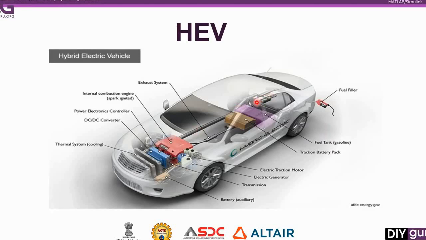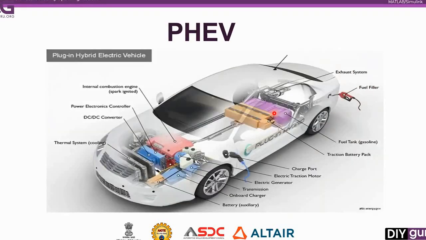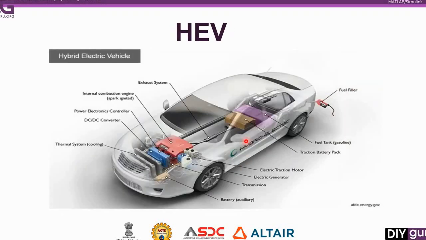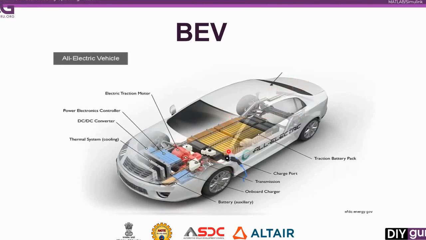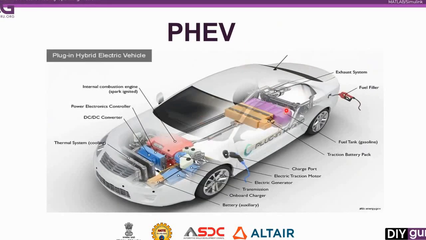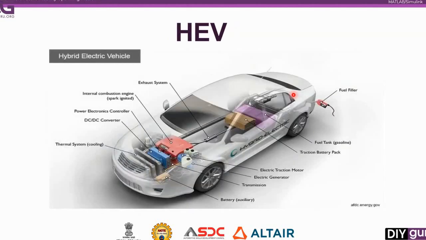Again, this will have all of the similar components: the spark ignited engine, the power electronic controller, the thermal system, auxiliary battery, traction motor and generator pairing, a traction battery pack, and the fuel tank. The only difference here is you can connect this one, while you cannot connect this one. And the traction battery is again smaller compared to a PHEV. So the biggest battery is in the all electric vehicle, then the size shrinks in the PHEVs, and then further in the HEVs the size of the battery pack shrinks again.